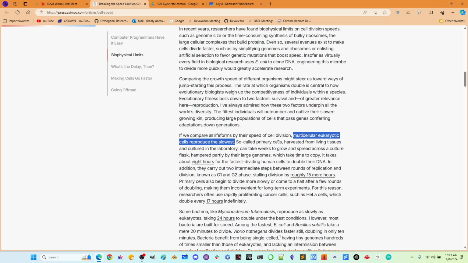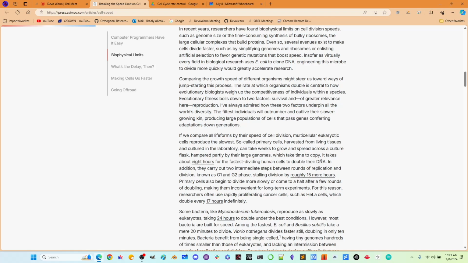So-called primary cells harvested from living tissues and cultured in the laboratory can take weeks to grow and spread across the culture flasks. So the doubling time is much slower in these primary cells than in prokaryotic organisms. It takes weeks to grow a culture, hampered partly by their large genomes, which take time to copy. It takes about 8 hours for the fastest dividing human cells to double their DNA.